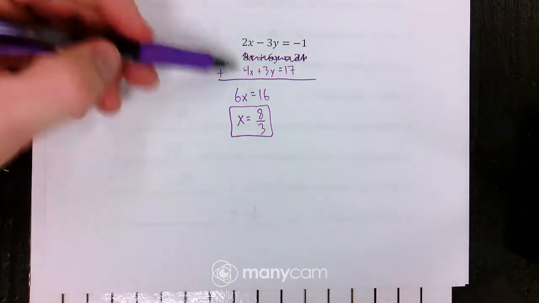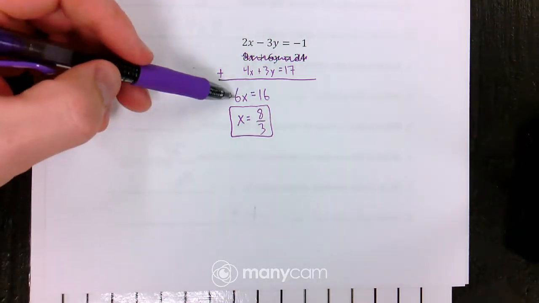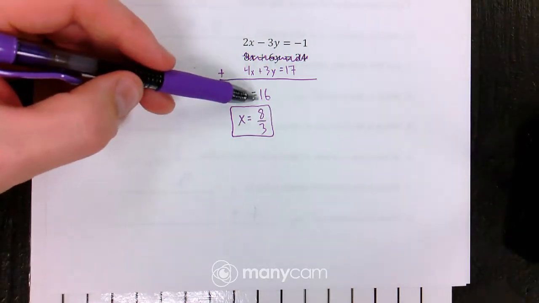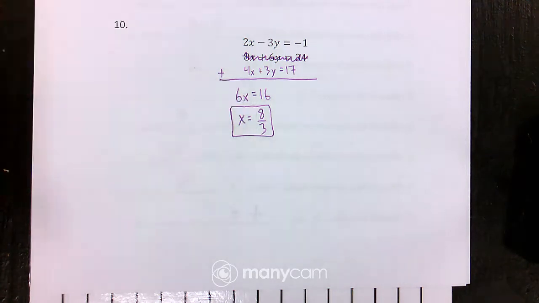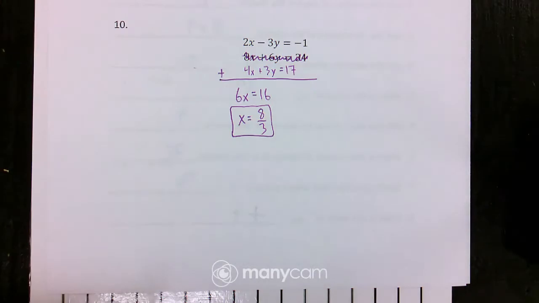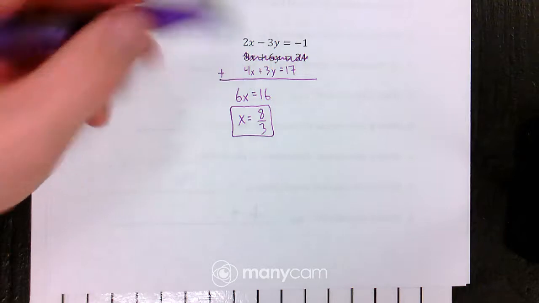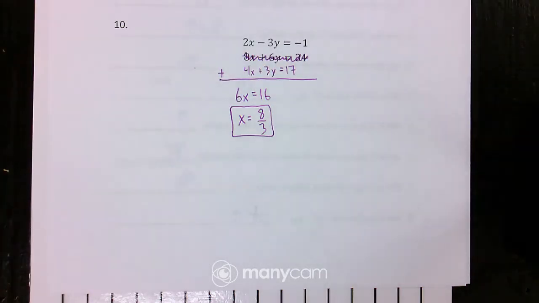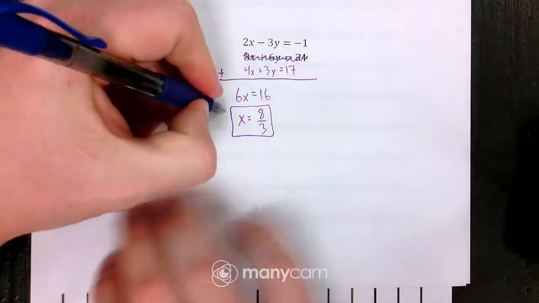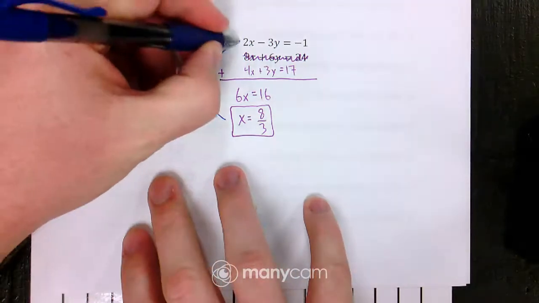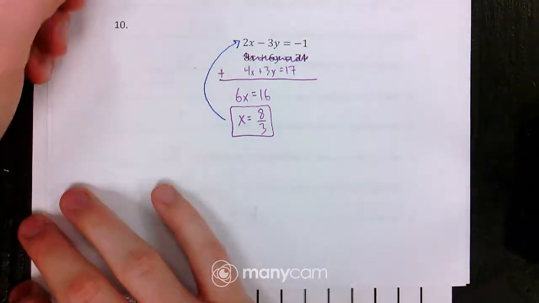Right? You guys see what I did? Added them together, 6x equals 16, divide both sides by 6. 16 divided by 6, if you reduce that, that's 8 over 3. Okay, that's what I did there. And then 17 plus negative 1 is 16, okay? So I take that answer, and I plug it back in. I'll plug it back in up here, because that's the easier one.